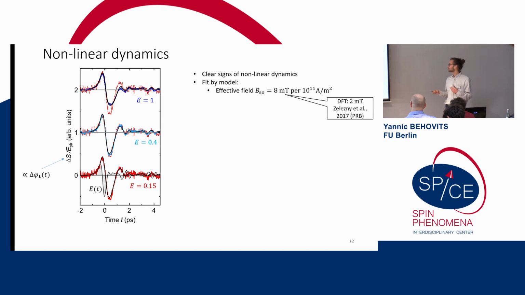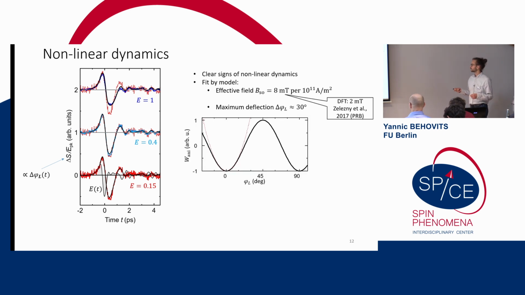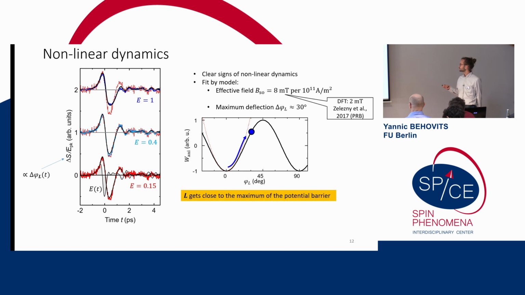Secondly, we can now look at the deflection that we get at the strongest field excitation. And that actually reaches up to 30 degrees. So to put this into perspective, I plot here again the anisotropy potential. And you can see that 30 degrees would actually be going up here. So you reach close to the potential barrier of the system. Okay, we couldn't go further in experiment, but we can extrapolate in theory what will happen and simulate it.